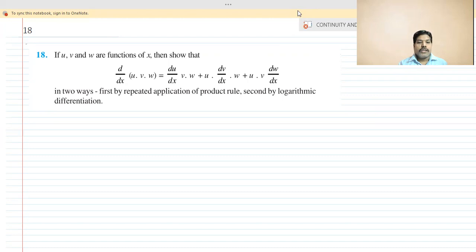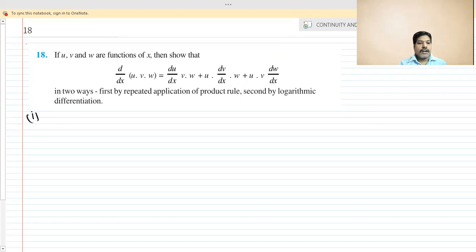Yes or no? Here they are asking in two ways. First, by repeated application of the product rule, and second, by logarithmic differentiation. In the two methods we are going to prove this question. Okay, so the first one I will take.